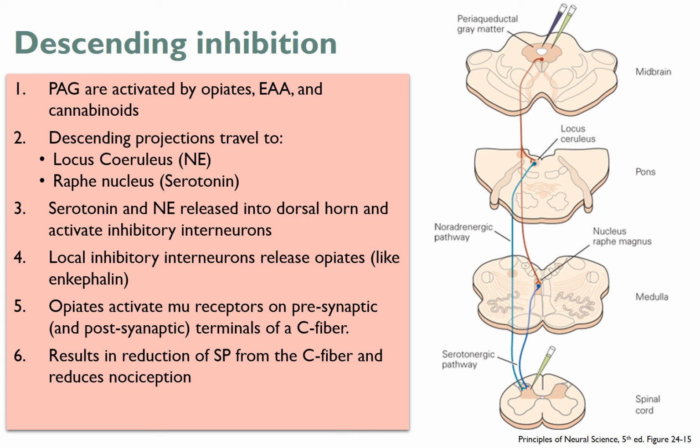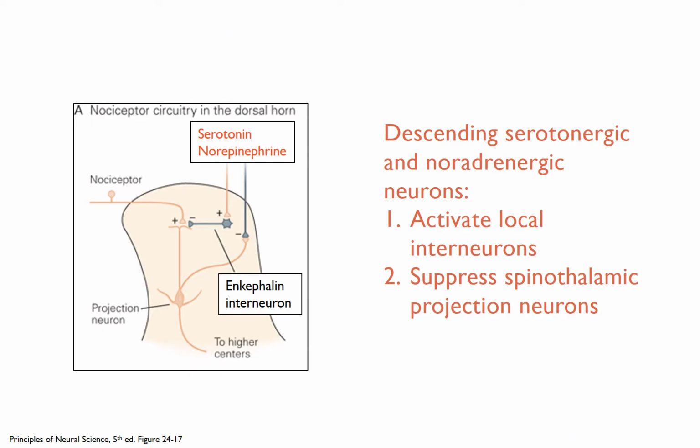All right, I know that that was a lot, so let's now go to the next slide and look at a picture of what this circuitry can look like. All right, this is a picture of what that circuitry in the dorsal horn can look like. Here we have incoming projections from neurons originating where? The raphe nucleus and the locus coeruleus.